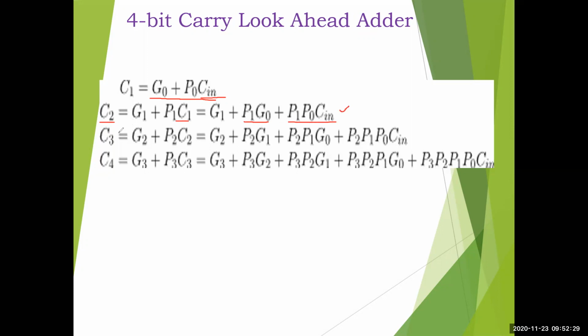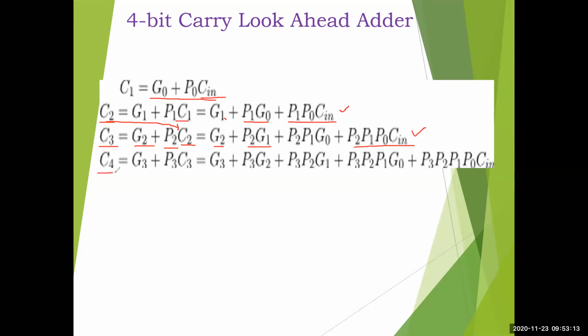Then the third carry c3, which is the same equation, c(i+1) equal to gi plus pi ci. Now the i value is 2, so 2 plus 1 here becomes 3. That's why g2 and p2 and c2. Now what we have to do: this c2 I have to substitute in this equation and multiply with p2. Directly I have written this equation: g2 plus p2 g1, then p2 p1 g0, then p2 p1 p0 Cin. Hope you have understood this equation also. As it increases, the expressions get more complex.